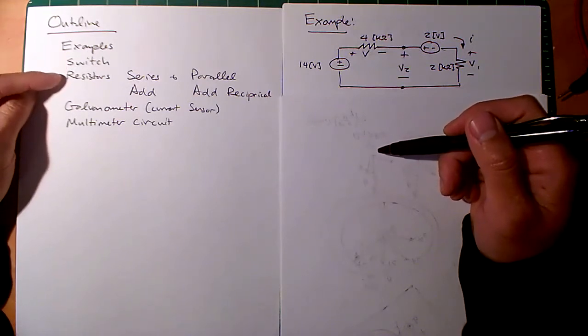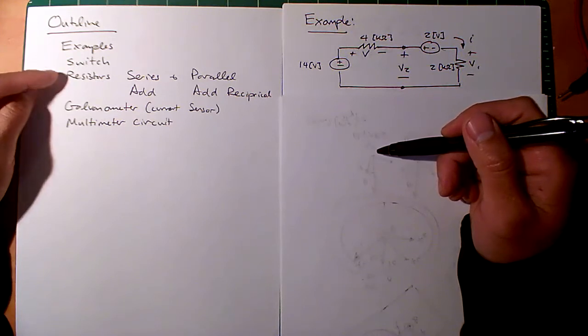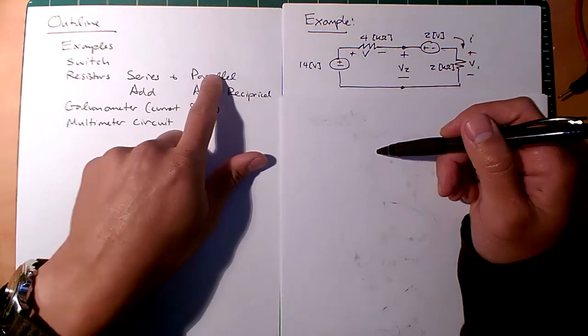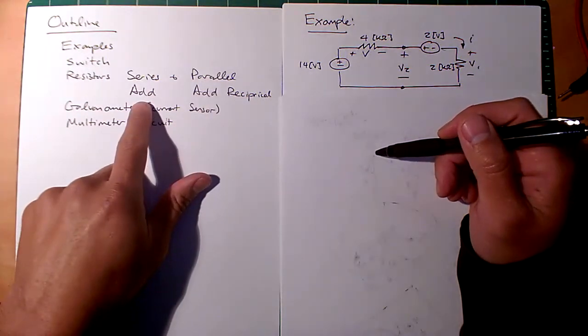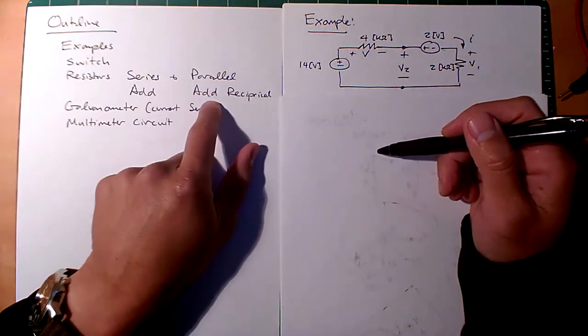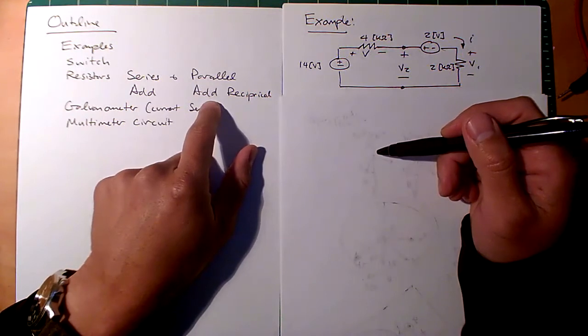We'll look at how to compute the equivalent resistance for resistors in series and in parallel. Basically, you add resistors in series and you add the reciprocal for resistors in parallel.